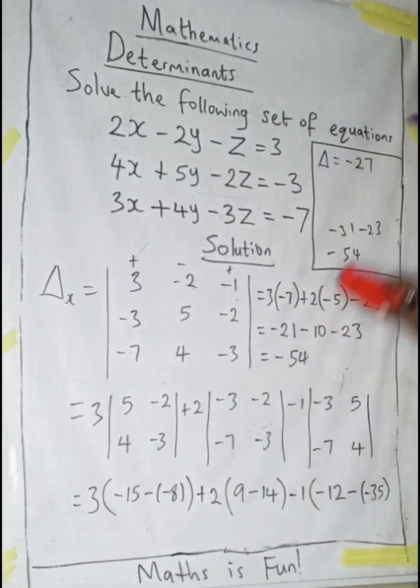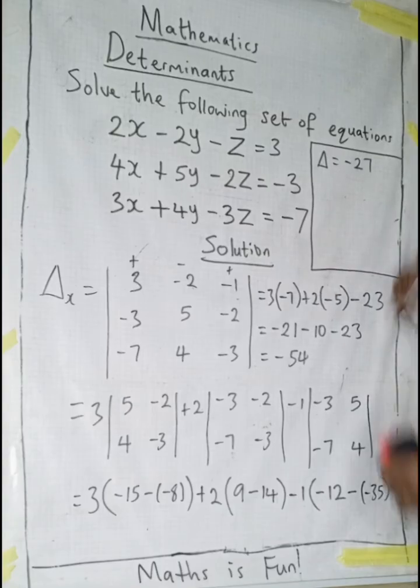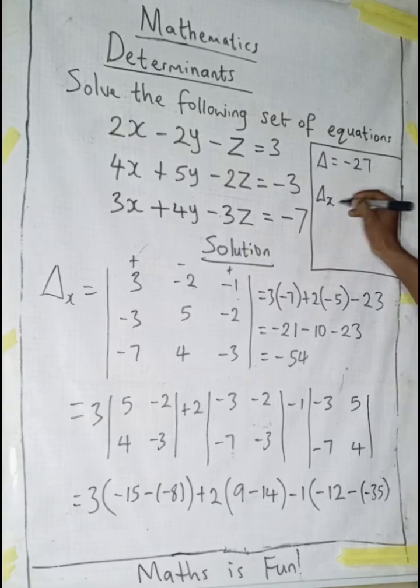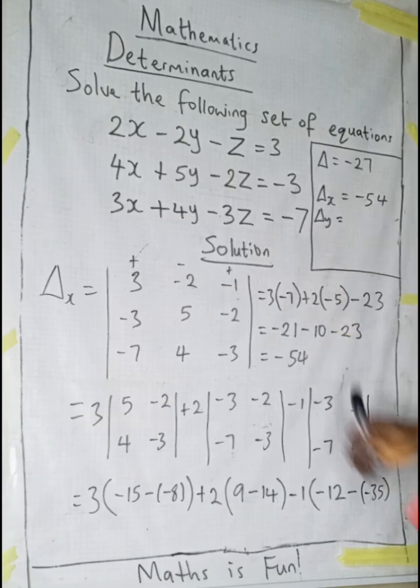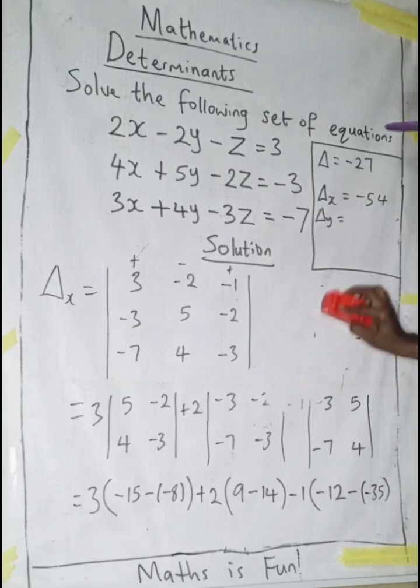Meaning that the value of delta x is minus 54. So we're going to find delta y. Let's find delta y. That will be the next thing we'll find. Delta y.